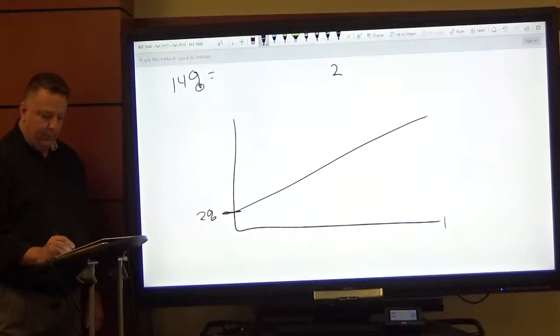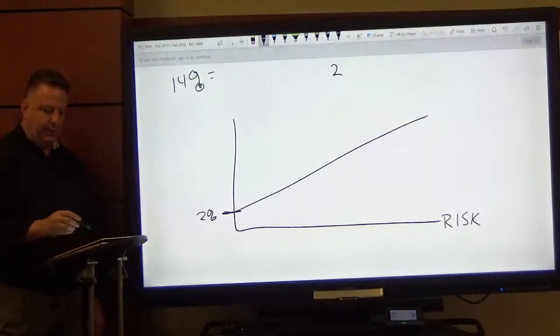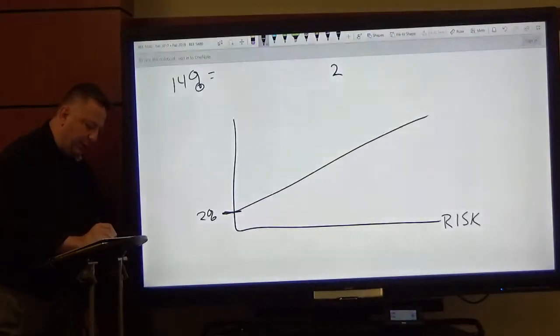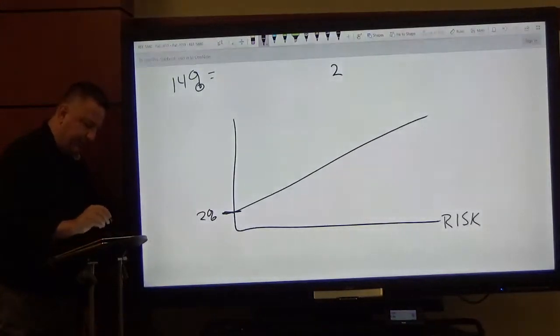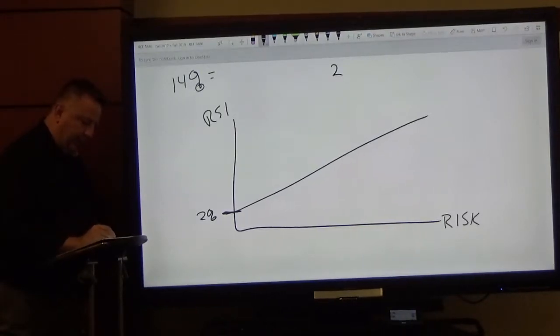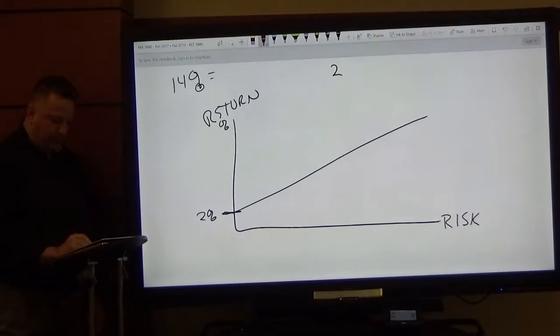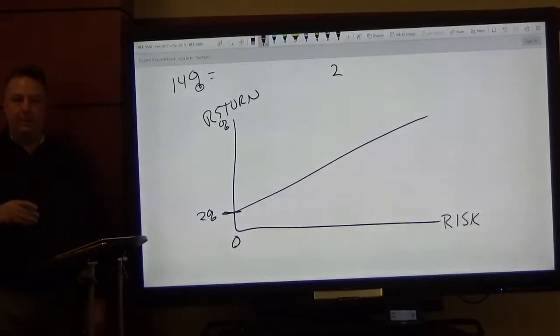Wait, which risk? The market risk? Or yeah, no, the overall risk. Oh, I'm sorry. Well, the overall risk is... Here we have return, just make sure. Okay, so on the y-axis, we have return expressed as a percent. On the x-axis, we have risk, so it's 0 risk, 2% rate of return.